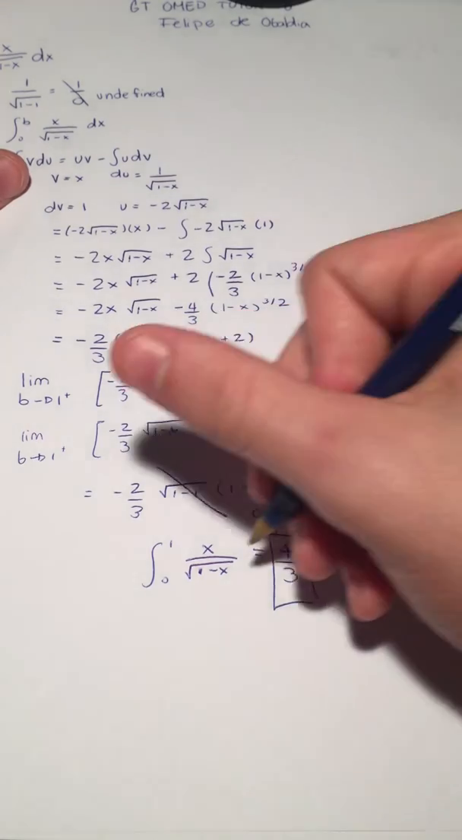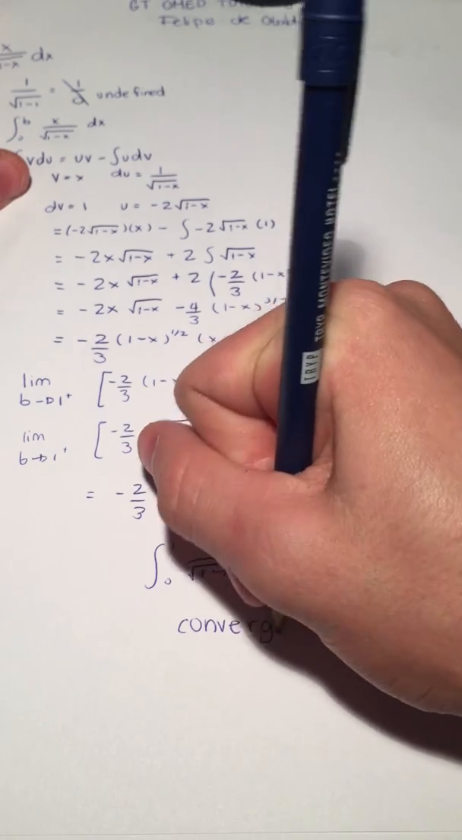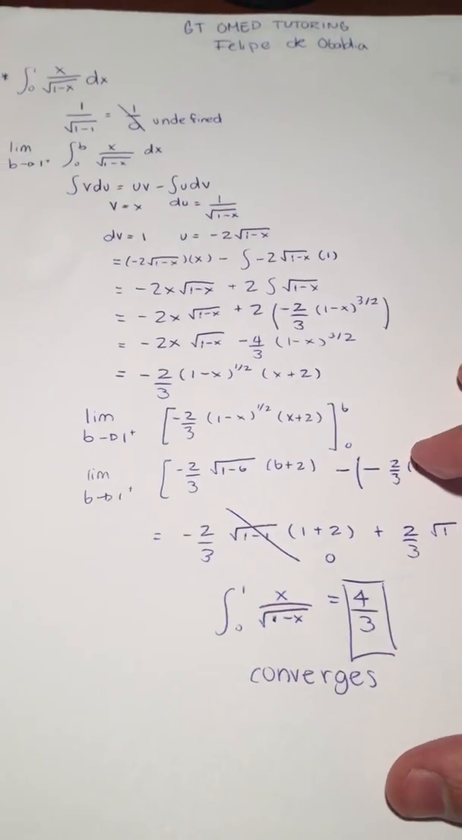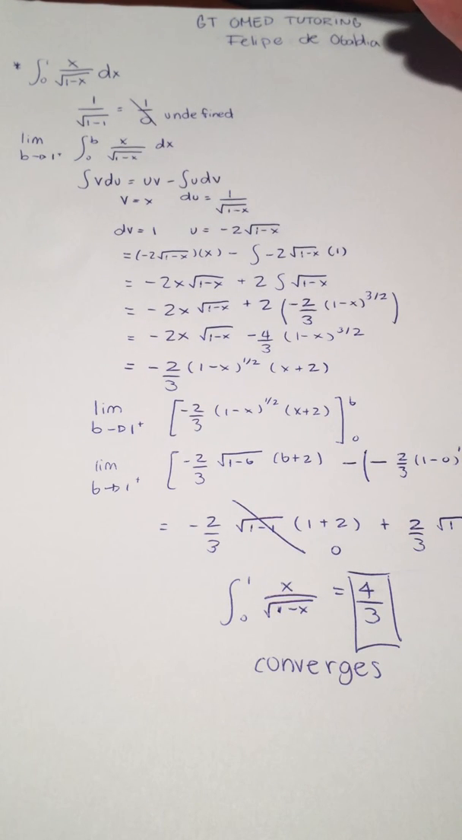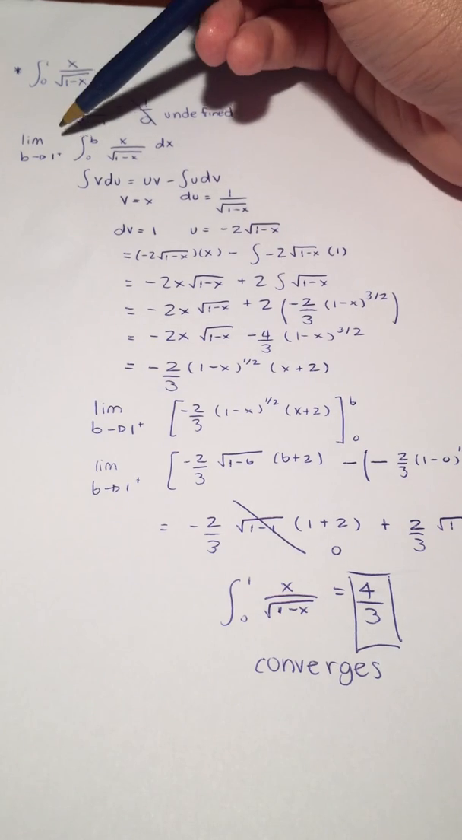So now we know that our integral converges to 4/3. So the conclusion is that when our integral is improper, we have to do it a little bit different and play with the limits.